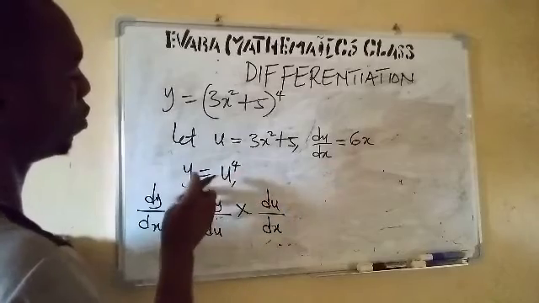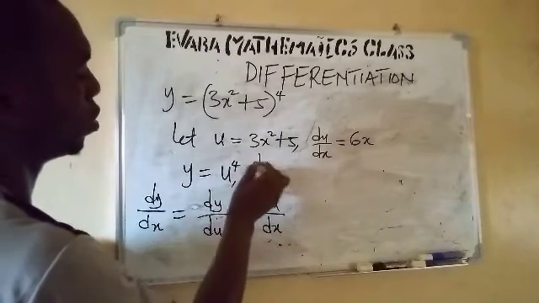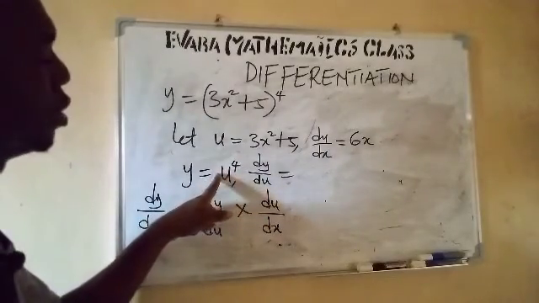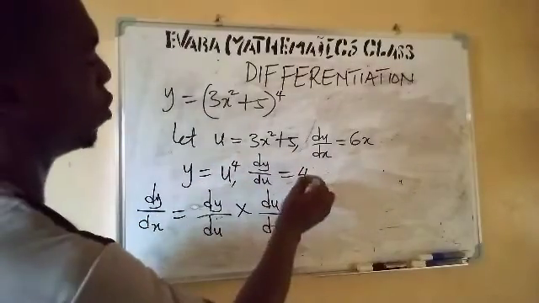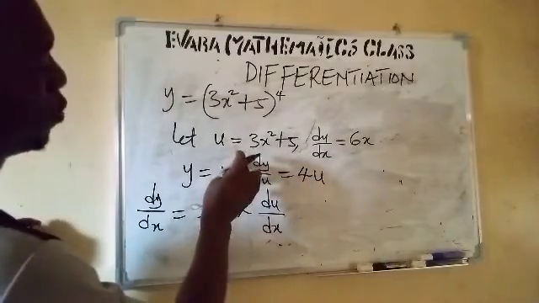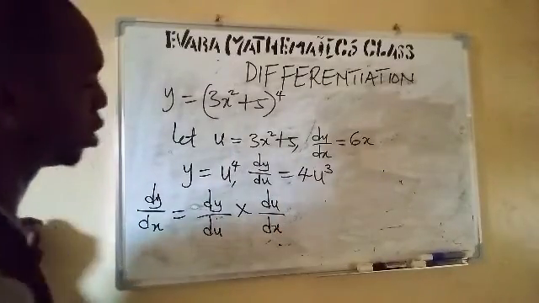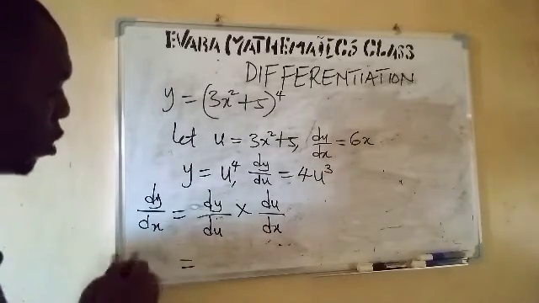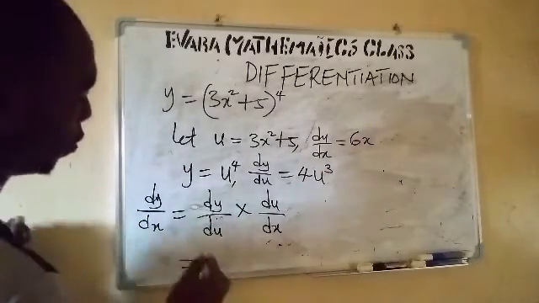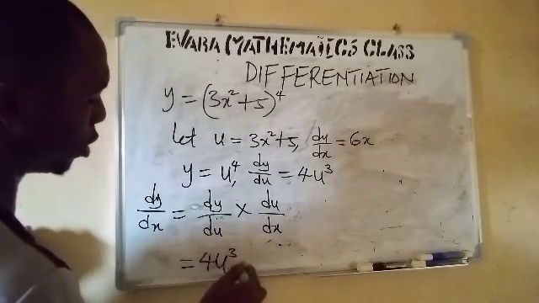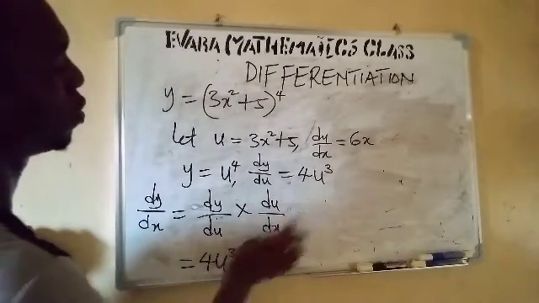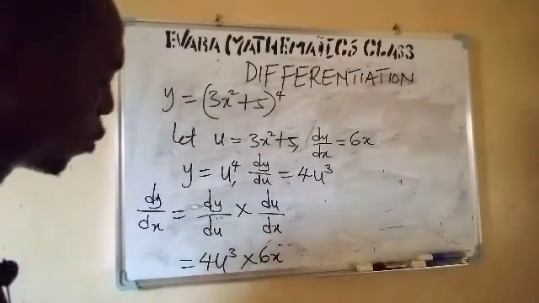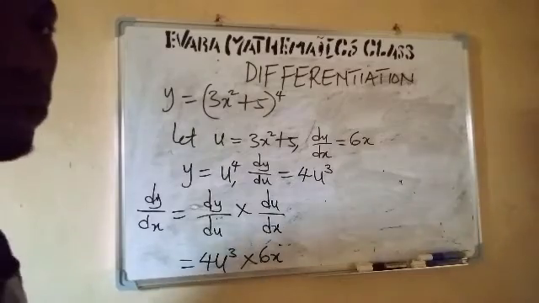If you differentiate this with respect to u, dy du now, you know what we have here is 1. So 1 times 4 is 4u. Then subtract 1 from this 4, you have 3. So this is 4u raised to the power 3. So if you now substitute dy du, which is 4u raised to the power 3, multiplied by du dx, which is 6x. So we are supposed to get our answers all in form of x.